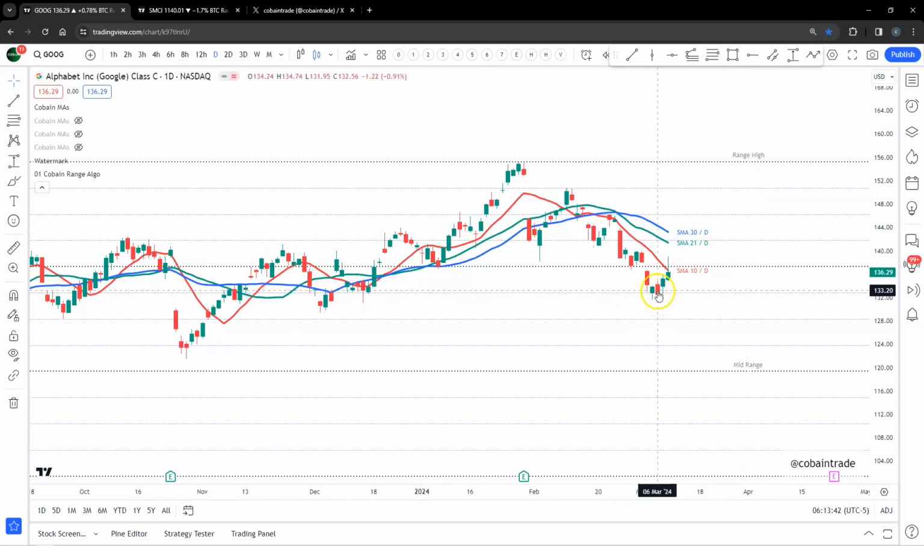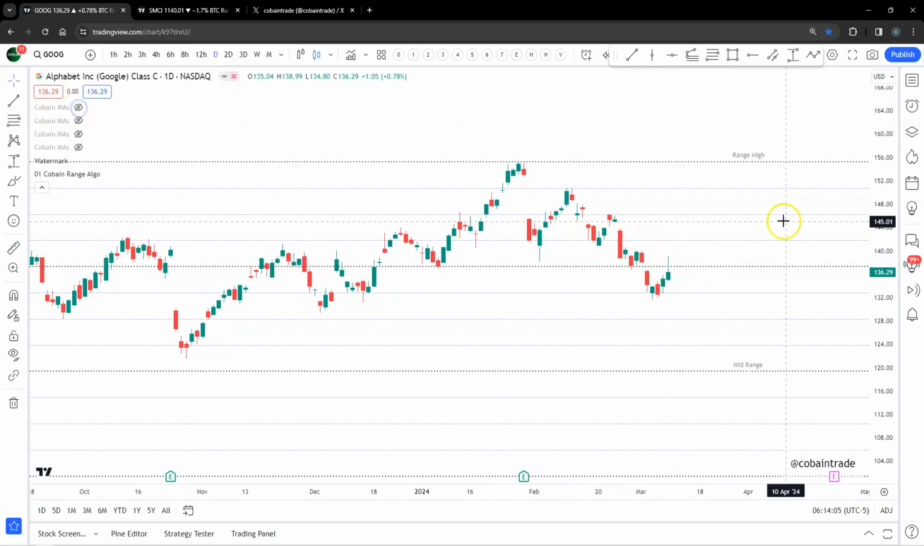And the interesting thing is that the algo has calculated this level here as potential support, but this one here is a bigger kind of resistance area because it's the midpoint between the range high and this mid range. So this has been acting like resistance, as well as these moving averages. Take the moving average away.